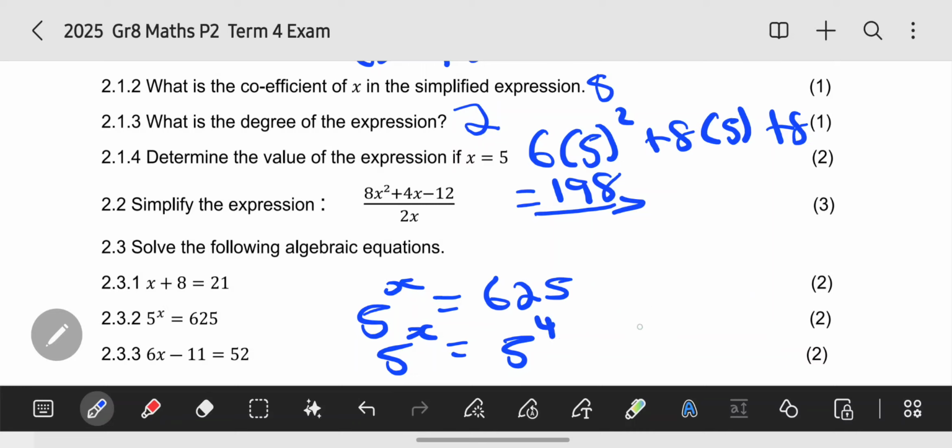We have a rule that says when the bases are the same, we assume that the exponents are also the same. So we assume that x is going to be 4. Okay, so now we can move to 2.3.3.